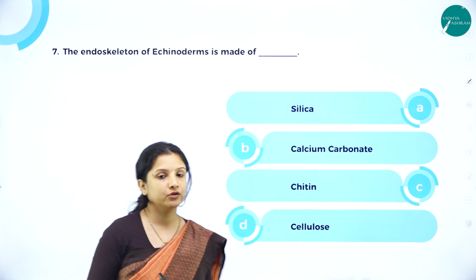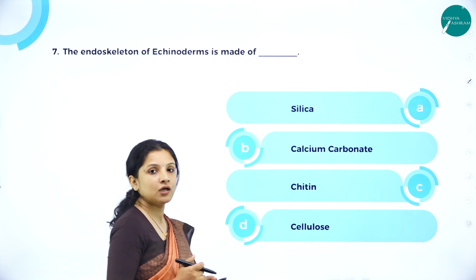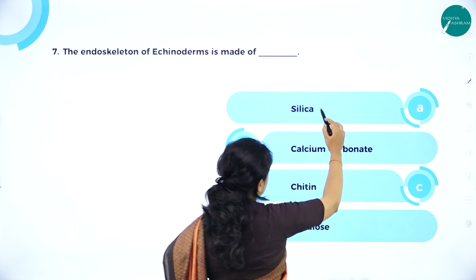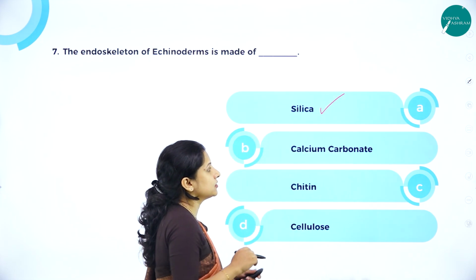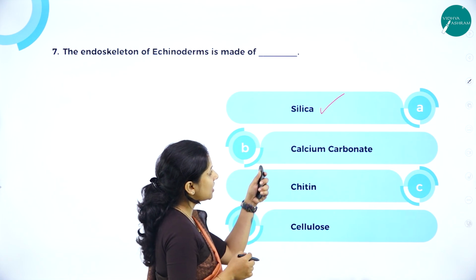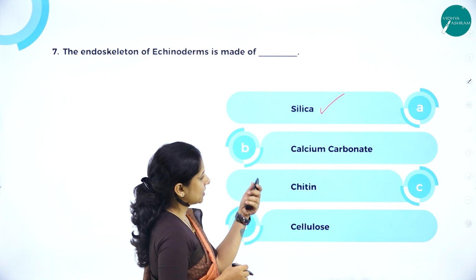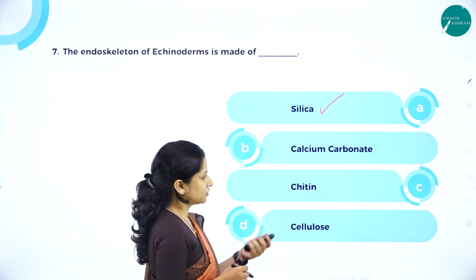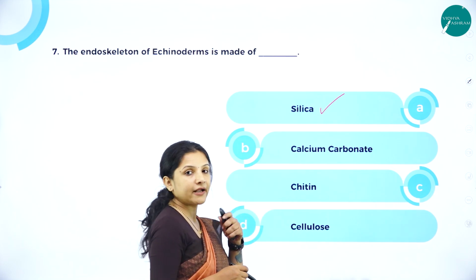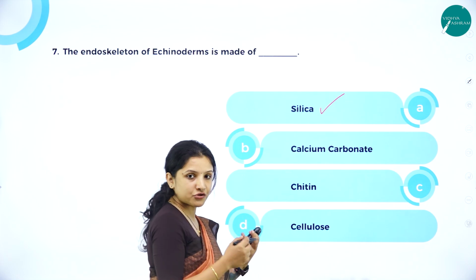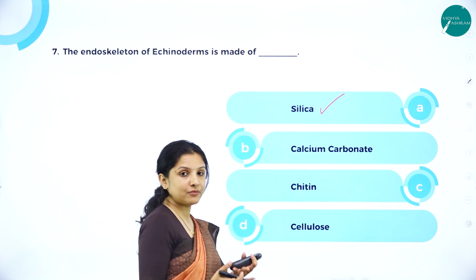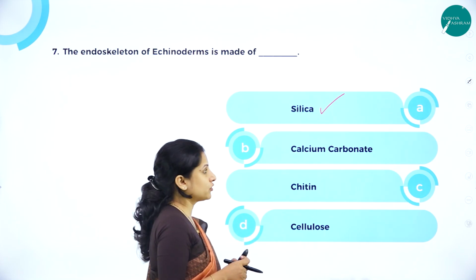Next question. The endoskeleton of echinoderms is made of. Endoskeleton of echinoderms, what is it made of? Silica? No, because silica is found in diatoms and it is not in echinoderms. Calcium carbonate. Is it chitin? Is it cellulose? Chitin and cellulose are not the right option. Chitin we find in arthropods. Cellulose, usually plants have cellulose. Animals do not have any cellulose deposition in them.